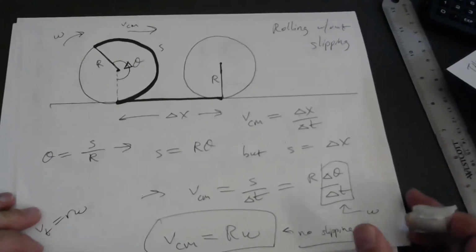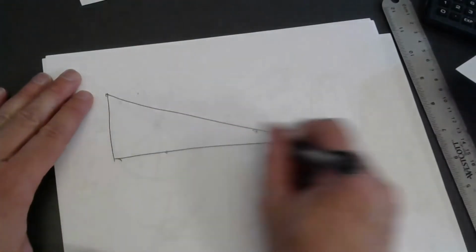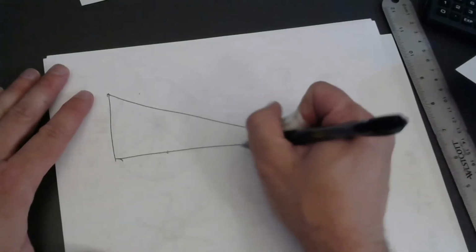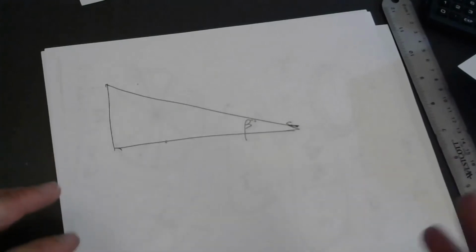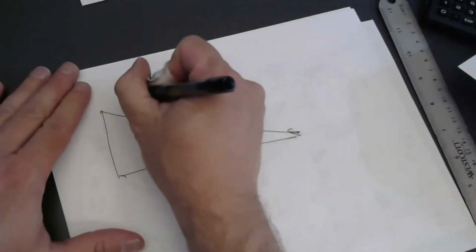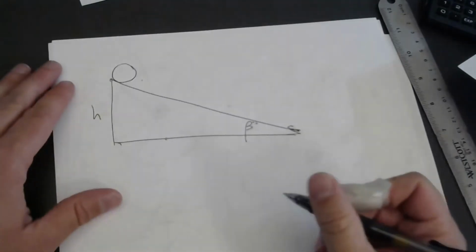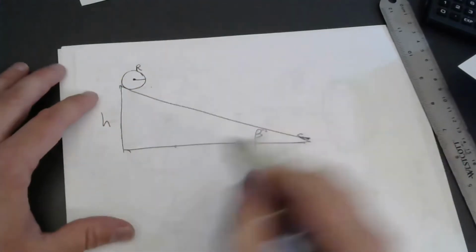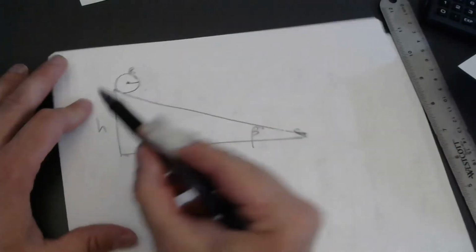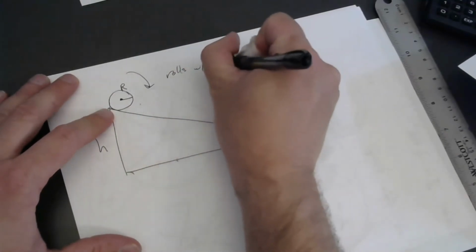Okay, now we're prepared to solve an interesting problem with these results. Consider a ramp with inclination beta. I don't want to use theta because I was using theta for the angle turned through by a disk. And here's a disk at the top. And let's say that the height of the ramp is h. The disk has radius big R, and it starts from rest, and we allow it to roll without slipping.